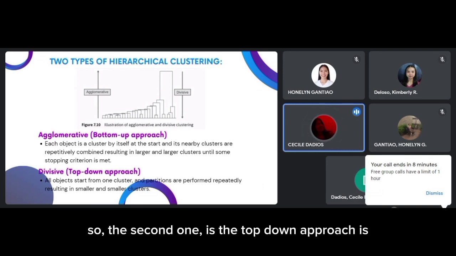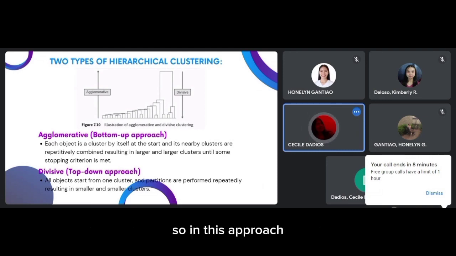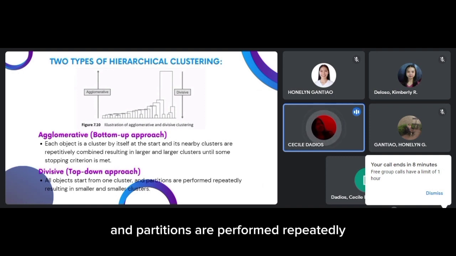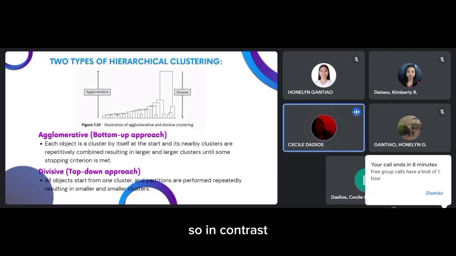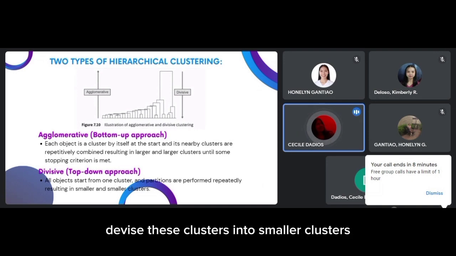The second one is the top-down approach, which is divisive. In this approach, all objects start in one cluster, and partitions are performed repeatedly, resulting in smaller and smaller clusters until some stopping criterion is met, or each cluster consists of only one object, as shown in this figure. So, in contrast, the divisive approach starts with all the data points in a single cluster. It then recursively divides these clusters into smaller clusters.